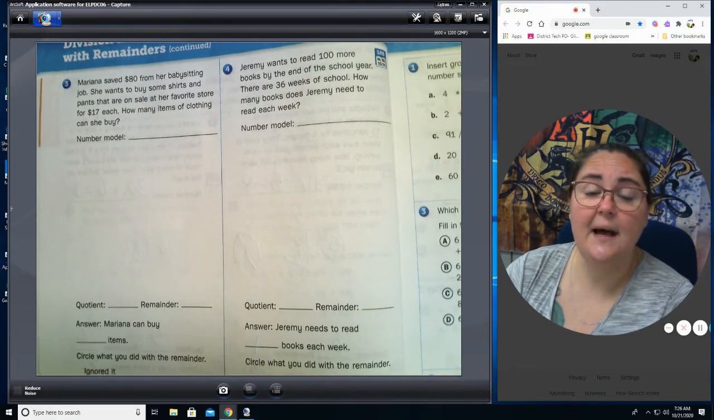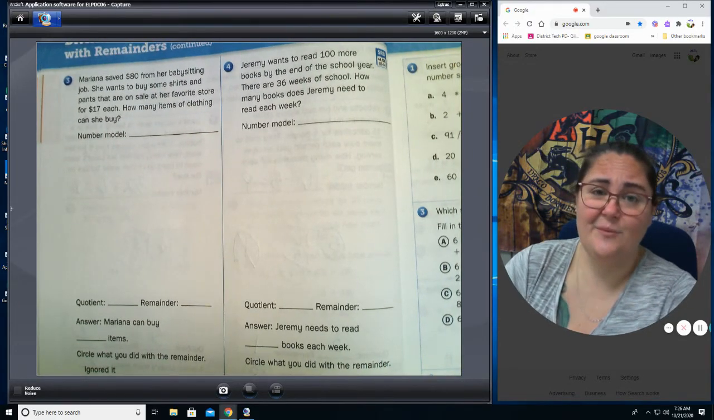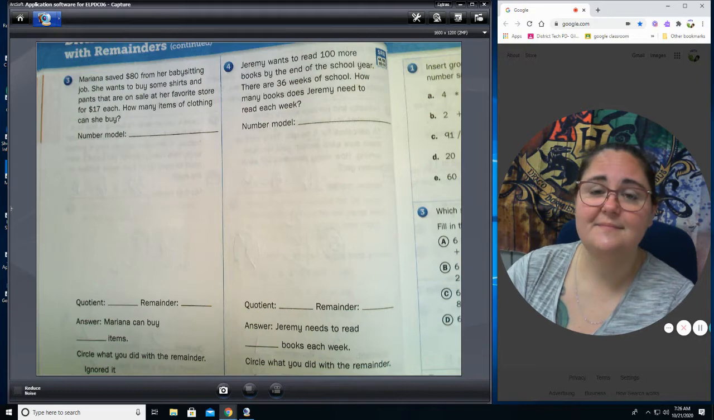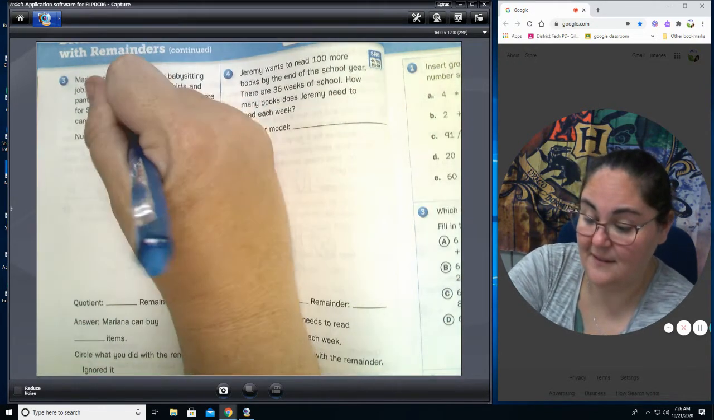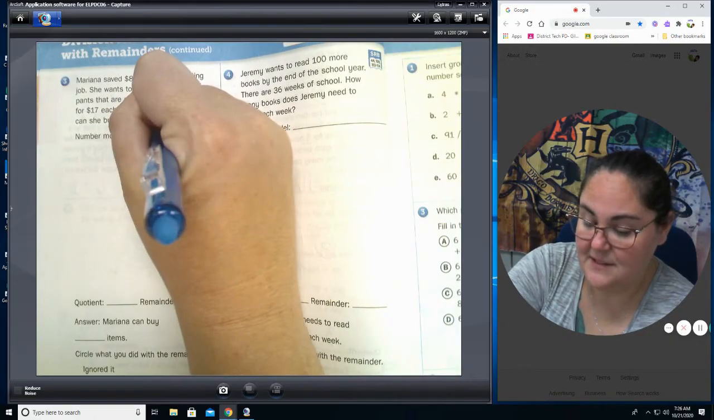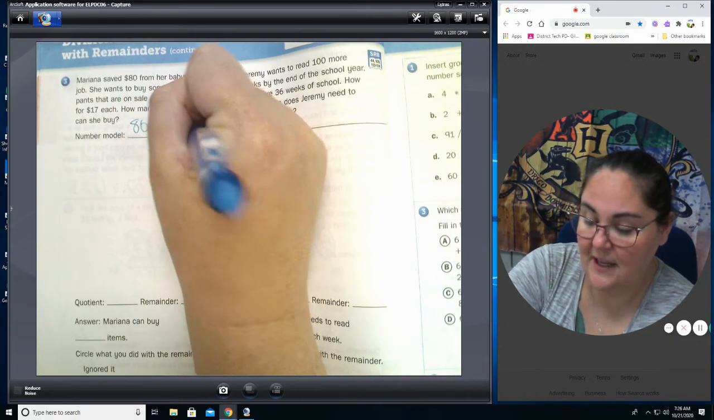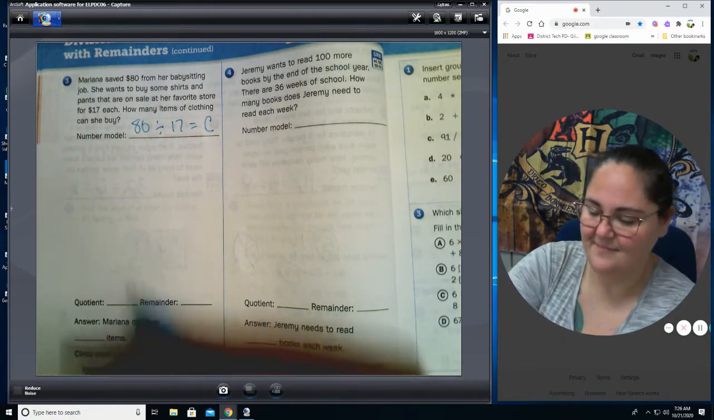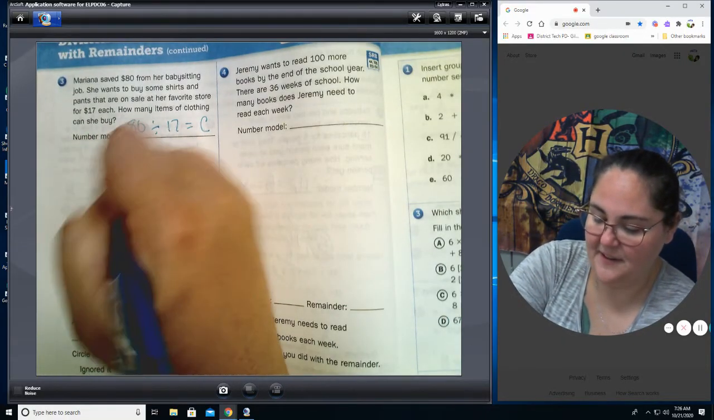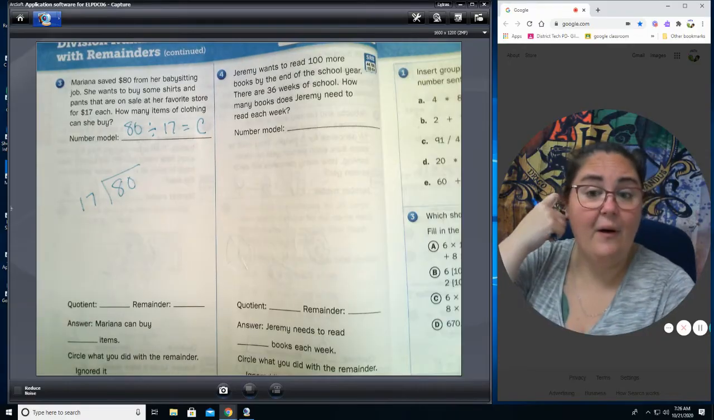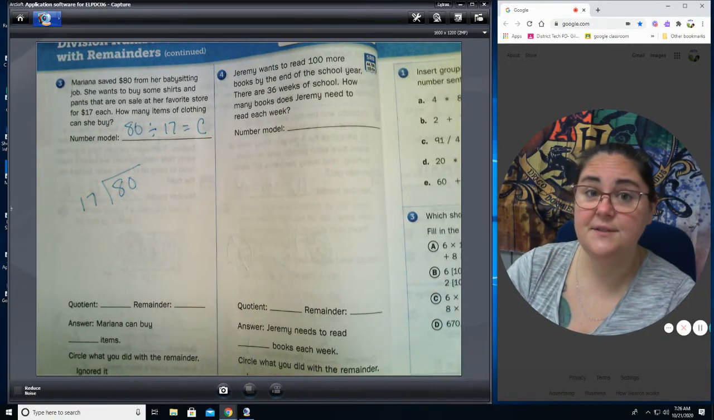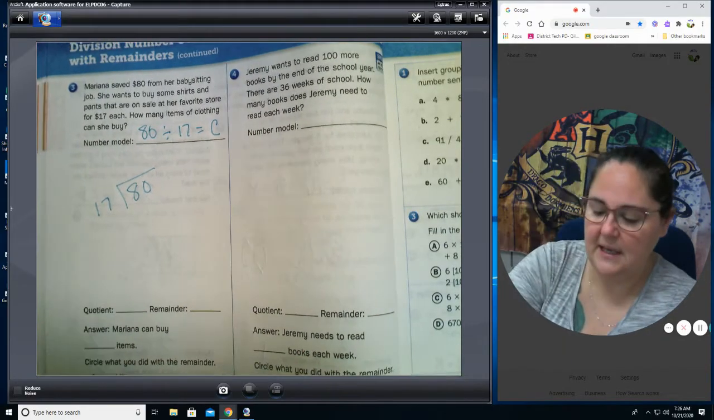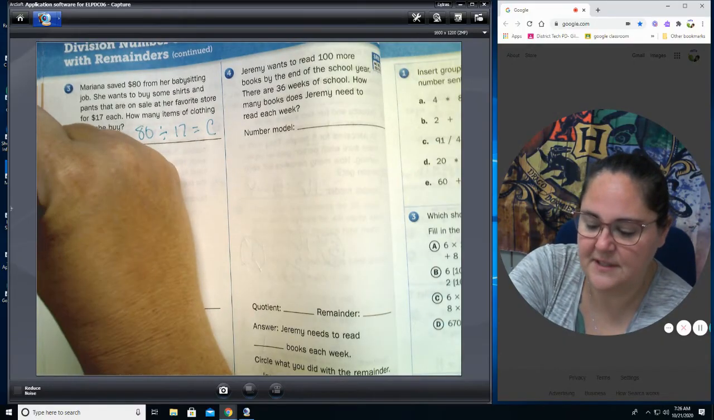What am I dividing up? Am I cutting up the shirts or am I dividing up the money? I'm going to divide that money. So 80 divided by 17 equals, I'm going to put C for clothes. 80 divided by 17. Now, I don't know my 17s very well, so remember my trick that we learned before. Break. I'm going to write my facts over here to the side.